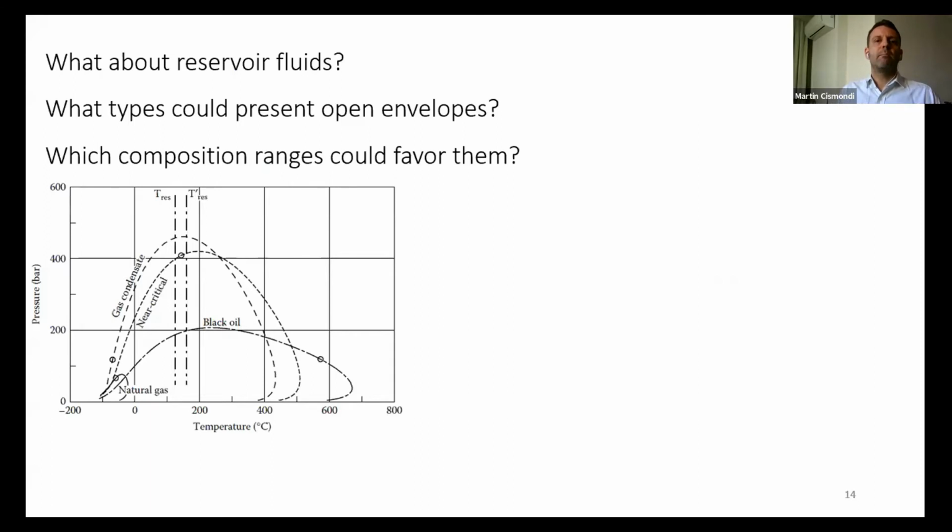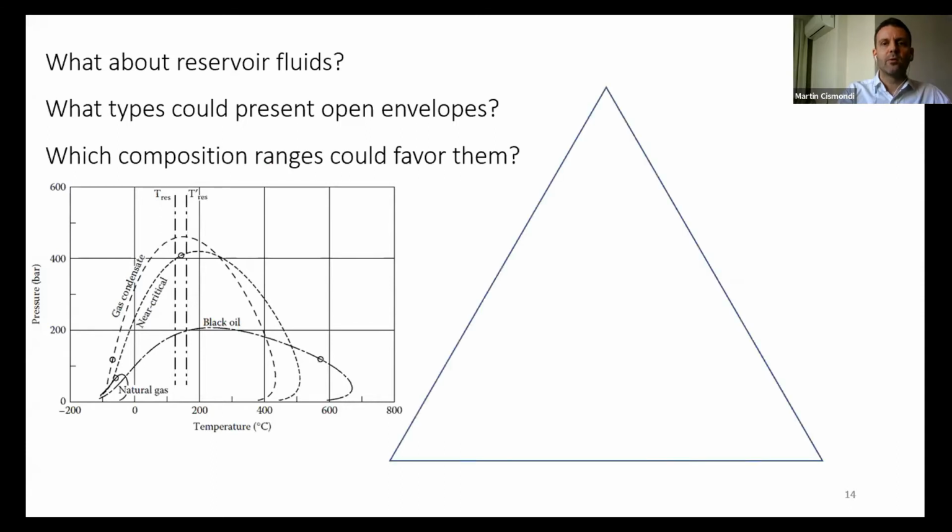But maybe you are interested in reservoir fluids, so the question comes now, what about reservoir fluids? What type of them could present open envelopes, or which composition ranges could favor them? Because if you remember this figure, all of them are closed envelopes. So is it possible that a reservoir fluid would show the open envelope? To study more systematically that possibility, we did this work with Gerardo Pisoni, that I will show some results now.